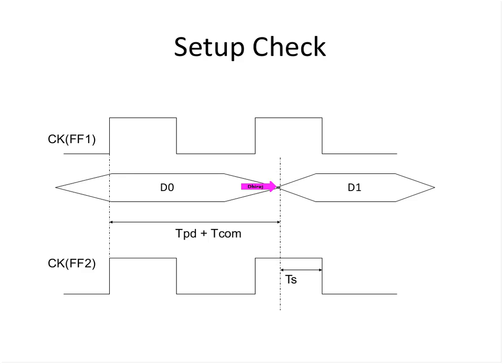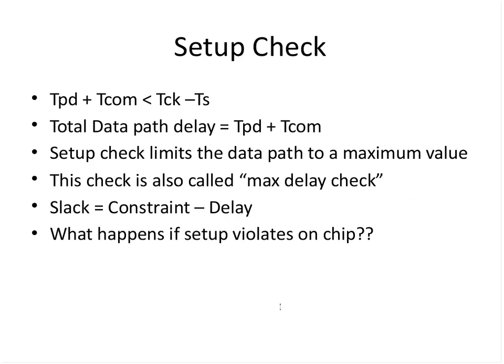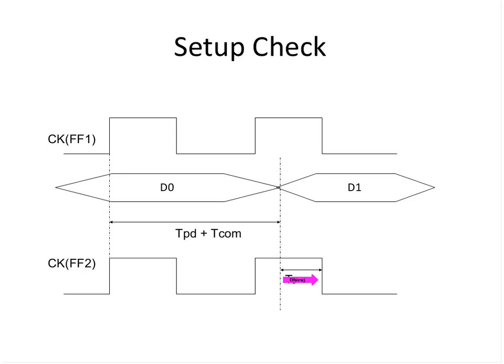If we represent this using the timing equation, it is something like this. TPD plus TCOM, that is the delay of the launching flop plus the combinational delay, should be less than TCK minus TS. This is TCK, the delay between this active edge and this active edge. We subtract the setup time because the data should not change TS before this, so TPD plus TCOM should be less than TCK minus TS, right.